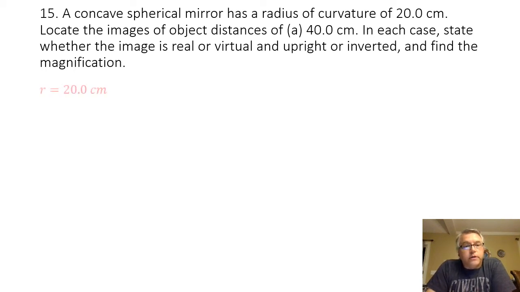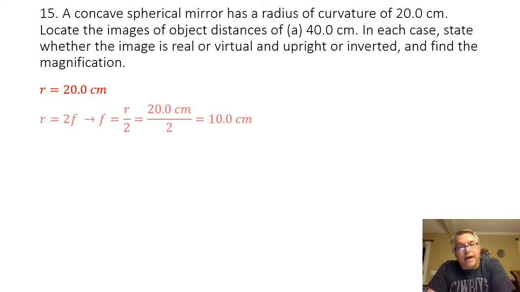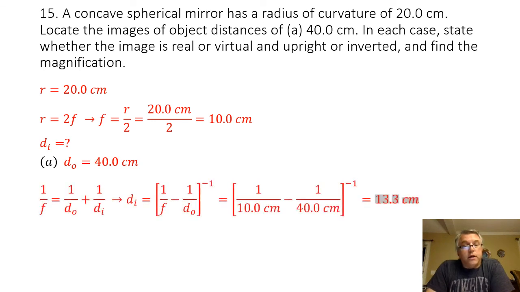We're given a radius of curvature, which is 20.0 centimeters. And from that, I can find my focal length. I know the focal length is half of the radius of curvature, so half of 20 centimeters is 10.0 centimeters. And I'm going to be looking for the image distance. So for an object distance of 40 centimeters, using my mirror equation, I want to solve my mirror equation for the image distance, and I'll get that version of the equation right there.